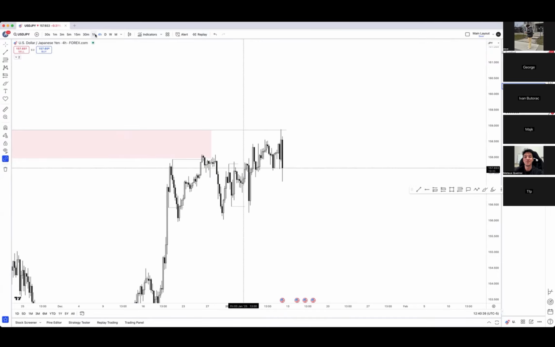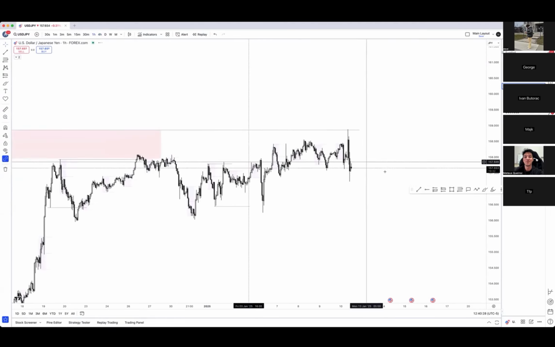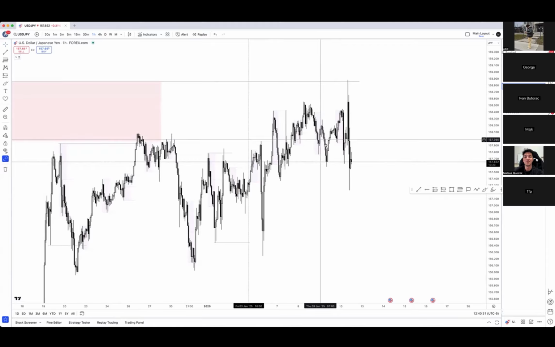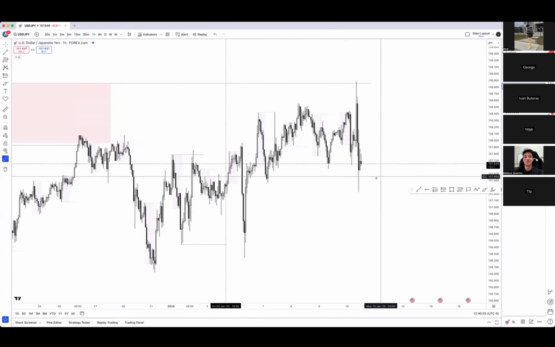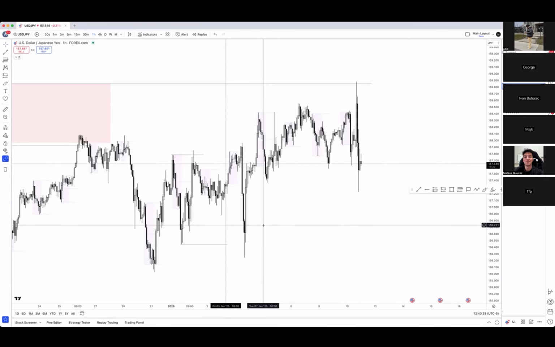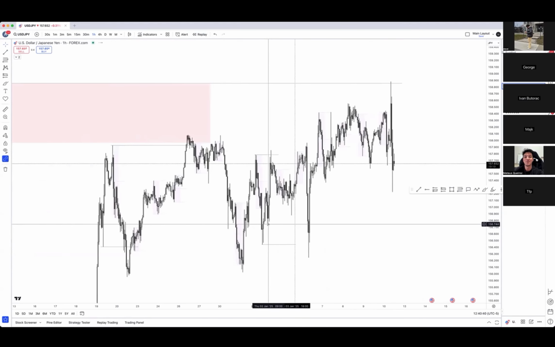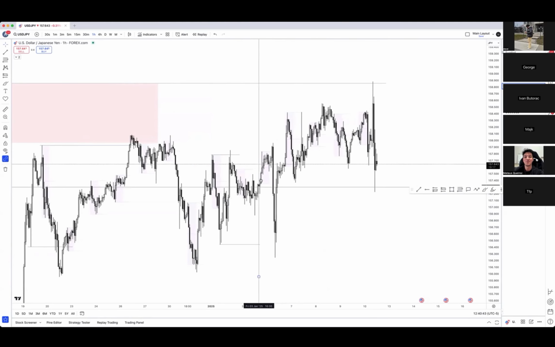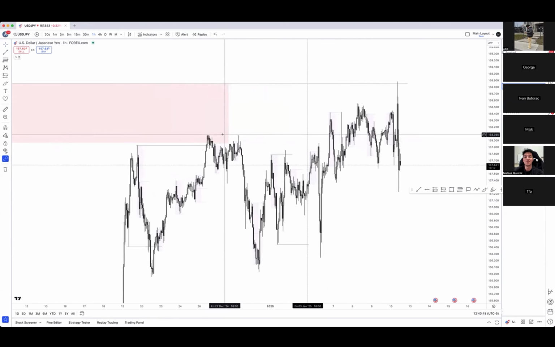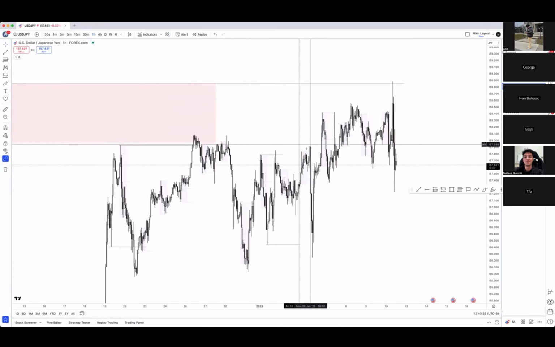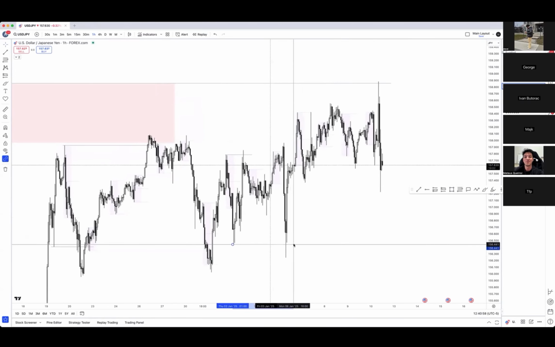Now, I believe on the hourly time frame, yes, so takes out this high right here. Remember it's respecting this whole area right here. So after taking out this high, comes lower, traps all the buyers. You can see that happens on Monday.